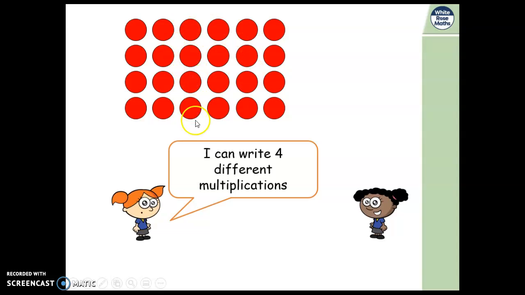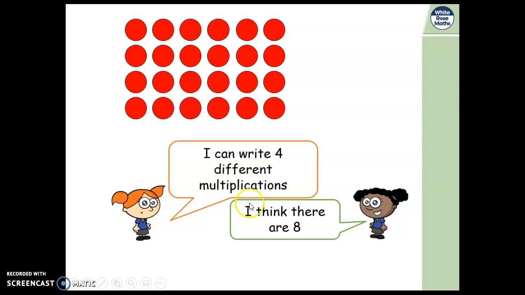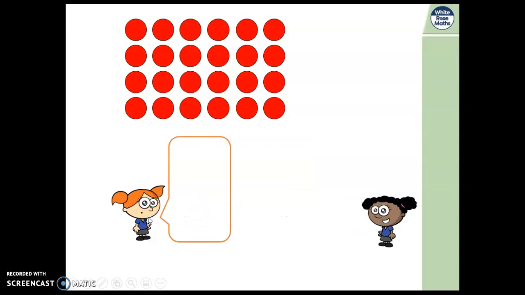Okay, so we've got 24. This girl here says I can write 4 different multiplications. This girl thinks there are 8. Okay, so let's look at this girl's first. Let's see which ones she comes up with. So I can see 1 times 24. Remember, this is the times sign, so 1 group of 24. If we put a big circle around those counters, that is 1 group, and there's 24 in it. So that's 1.